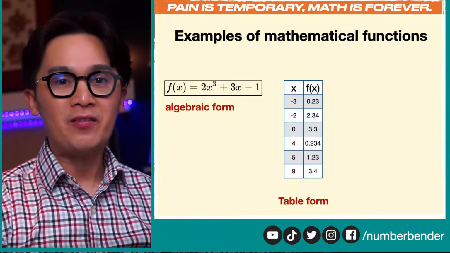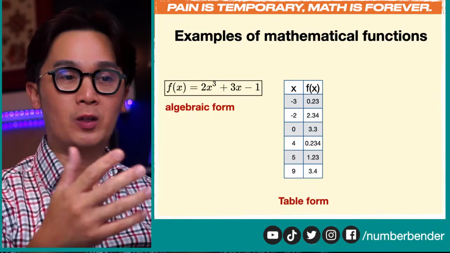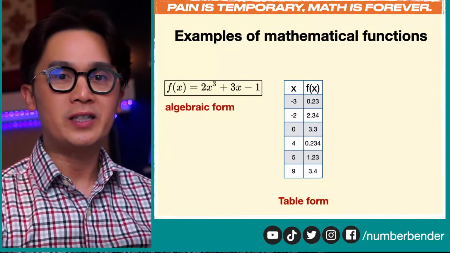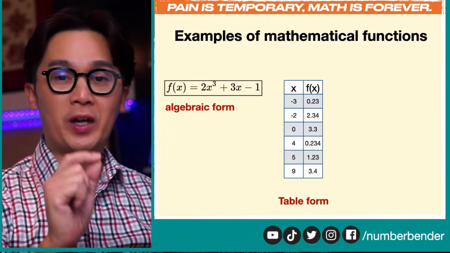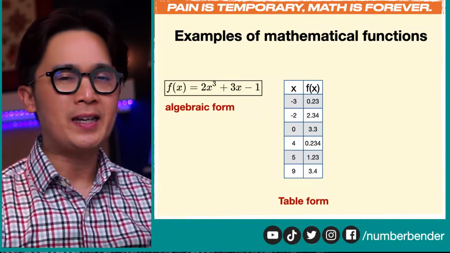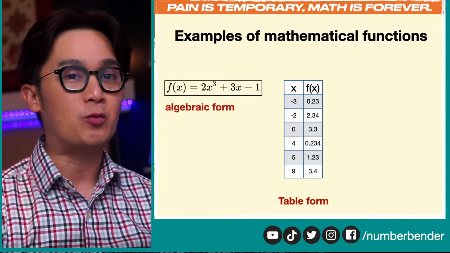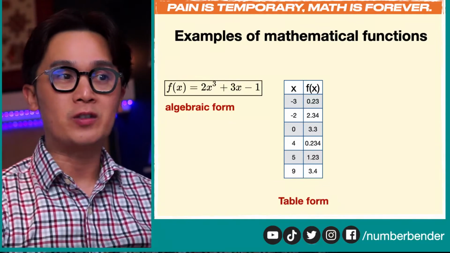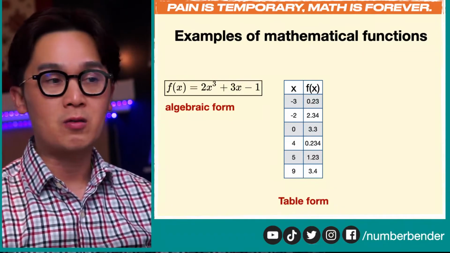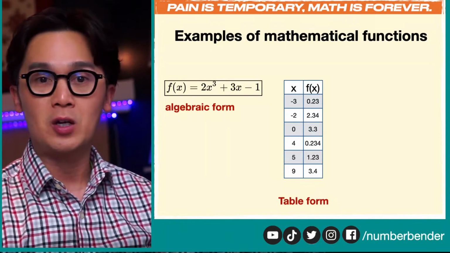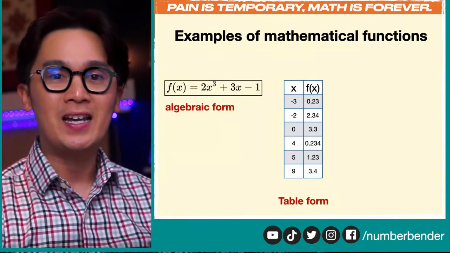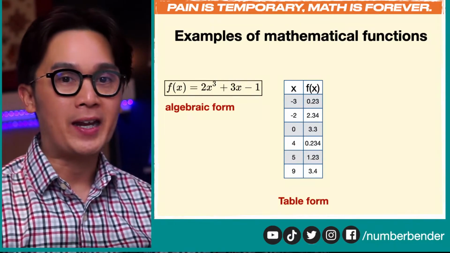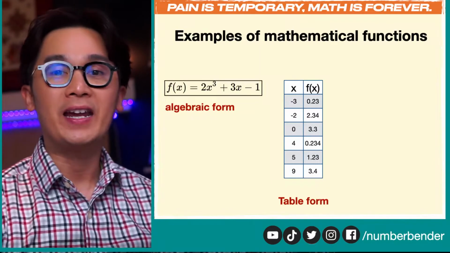We also have f of x in table form, like what we are seeing here right now. Notice that we're not seeing the equation anymore of this function, but we're seeing the table of values associated with this function. So if x is equal to negative 3, y is 0.23. If x is 0, y is 3.3. And this is an f of x in mathematics, but not in algebraic form, but in table form.